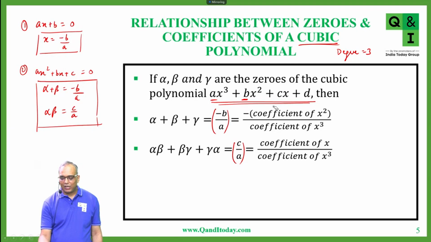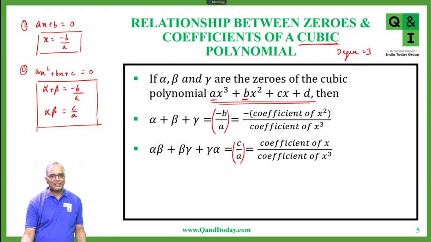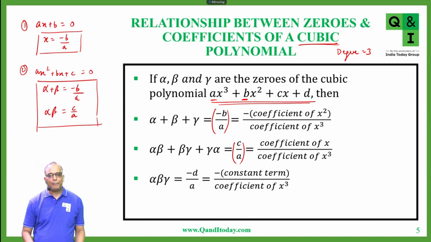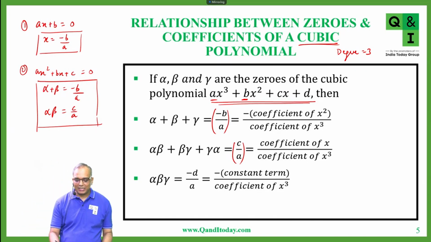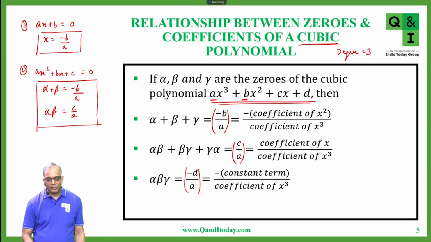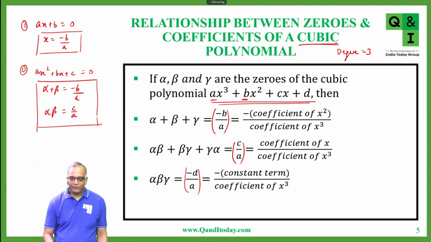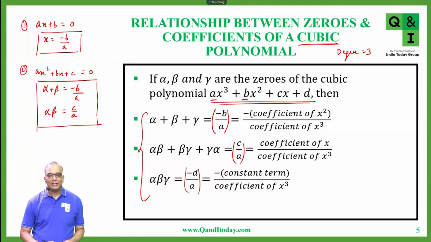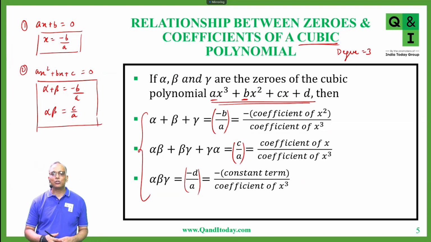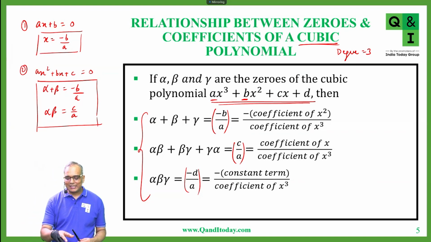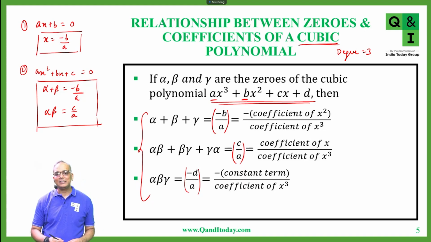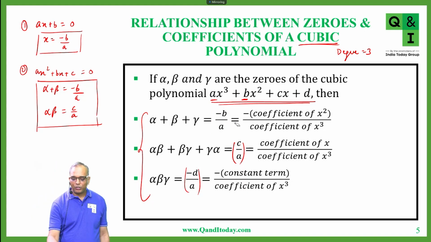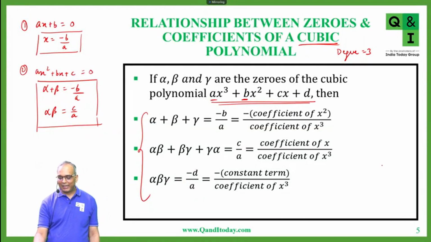Clear? Now the third relation is that the product of the zeros, alpha into beta into gamma, will be equal to negative of d by a, that is the negative of the constant term divided by the coefficient of x cube. So these are the three relationships for a cubic polynomial, where the sum of the zeros, the sum of the products taken two at a time, and the product of the zeros are related to the coefficients as given in this slide. So quickly note this down, so that we can start practicing the questions.